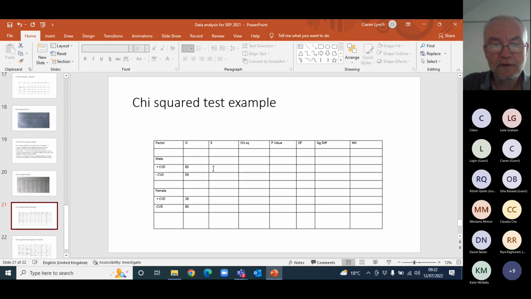What if, to calculate my expected results, I'm saying to myself, well, gender has no influence. Well, what should these figures have been? Well, they should have been equal. So if I want to get my expected result, what I would do is add 85 and 59, get the total, and divide it by 2. So there should have been half and half here.